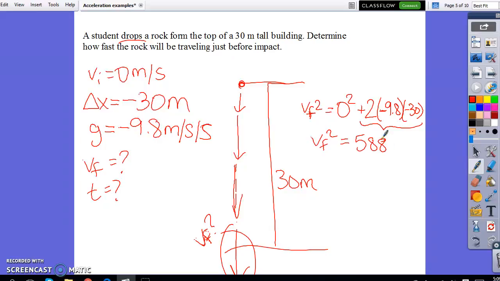Now, to get the VF squared by itself, you have to take a square root. That basically gets that 2 in the exponent gone. So that goes away, and VF is left as the square root of 588. Now remember, it's a velocity, so our units are going to be meters per second, and our velocity is going to be 24.2 meters per second. Now some of you might say, Miss Miller, how many decimals do you want me to go? So my calculator says 24.2487, and I could keep going.